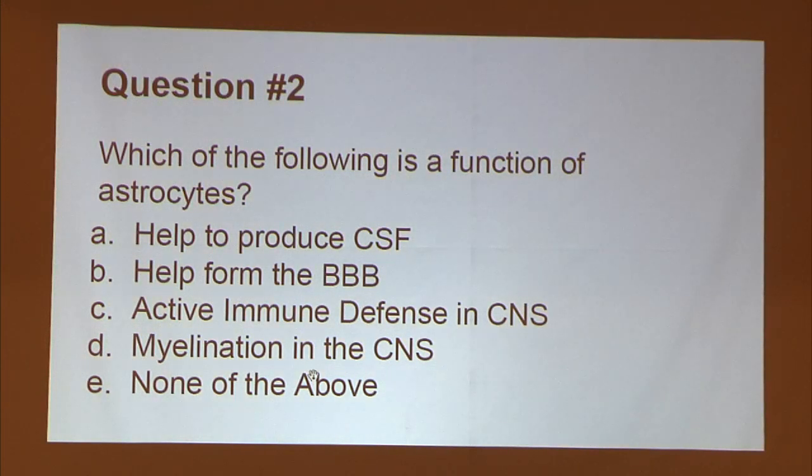Demyelination in the CNS is what kind of cell? Oligodendrocyte. And of course it's not none because it's B.